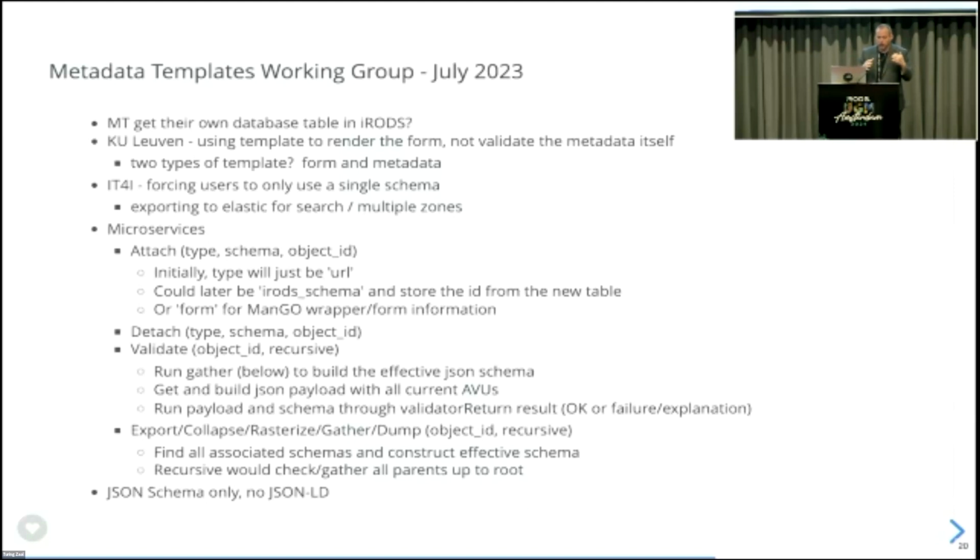At this point, the list was reducing. So we were thinking, okay, we're going to write these in Python. There's only going to be 4 of them. We got this. Attach, detach, validate, and then this kind of rasterize, collapse, go get everything and show me what's going on. And we're definitely not doing JSON-LD because that's still a hot mess and moving sideways in multiple directions. So we're going to stick to JSON schema. It's going to be great.